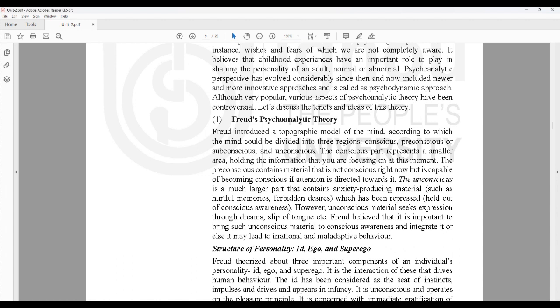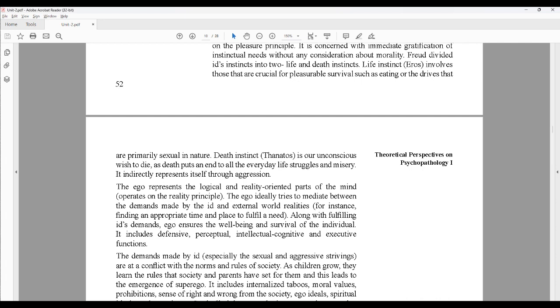Structure of personality: ID, ego, and superego. Freud theorized about three important components of an individual's personality: ID, ego, and superego. It is the interaction of these that drives human behavior. The ID has been considered as the seat of instincts, impulses and drives, and appears in infancy. It is unconscious and operates on the pleasure principle. It is concerned with immediate gratification of instinctual needs without any consideration about morality.